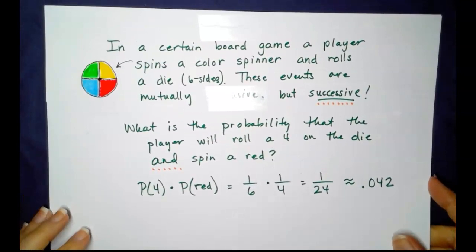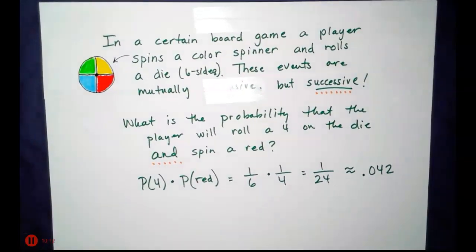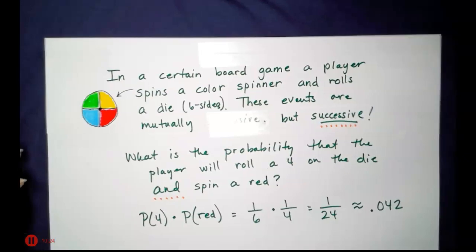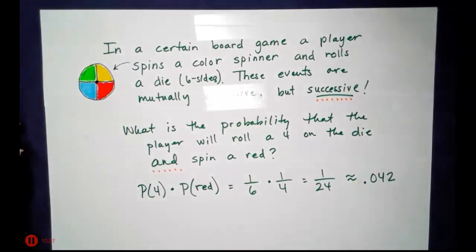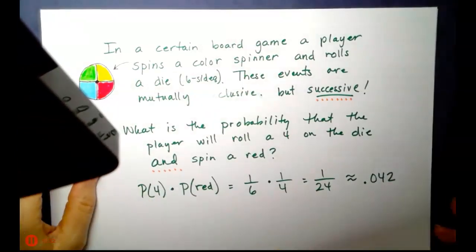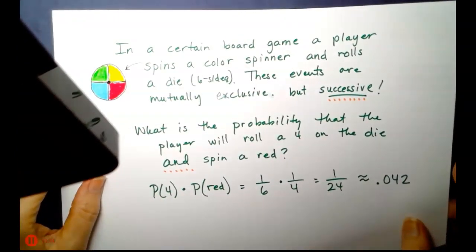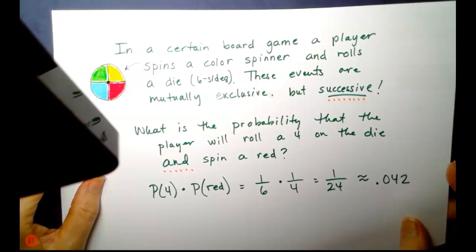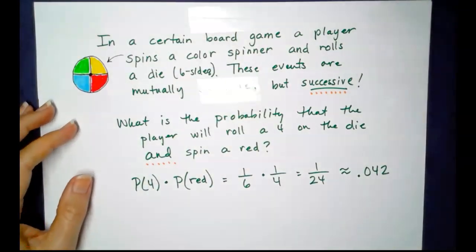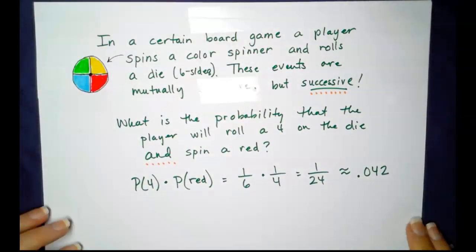So here we go again. In a certain board game, a player spins a color spinner and rolls a die, a six-sided die. The events are mutually exclusive. So these events are mutually exclusive, but they are successive. So these are events that are happening one right after the other.